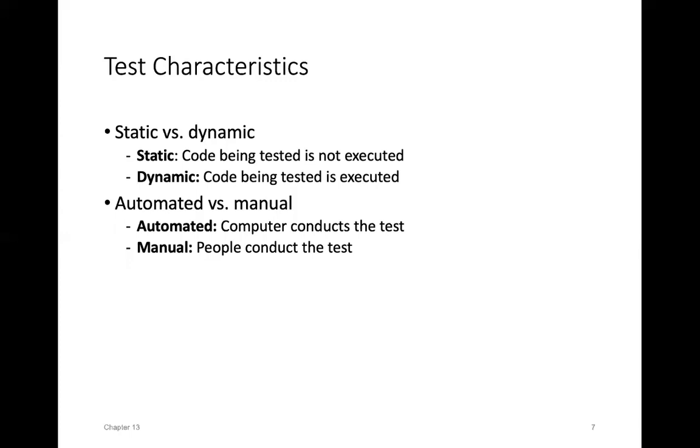Static and automated: the code being tested is not executed, but a computer conducts the test. This is like checking for syntax. Static and manual: the code being tested is not executed and people conduct the test, so we can do an inspection of the code. Dynamic and automated: the code is executed by a computer. This might be a unit test or an integration test, and we'll get to all these tests in a little while. And dynamic and manual: the code being tested is executed by people. This might be a walkthrough and desk check by the users that everything does what it should be doing.